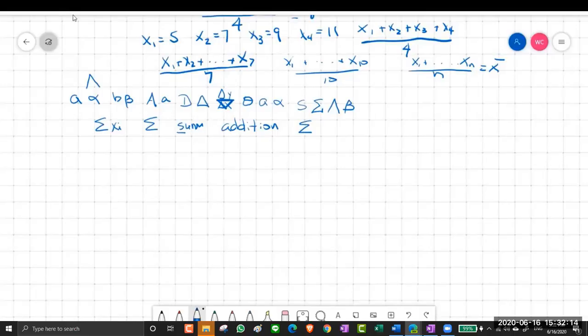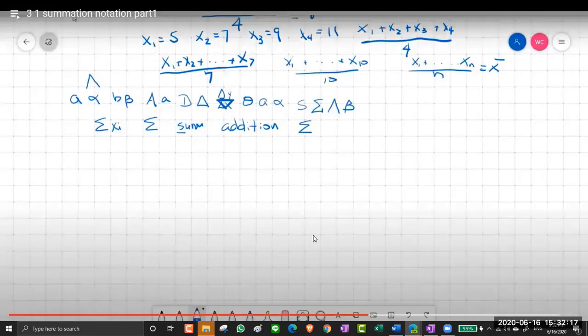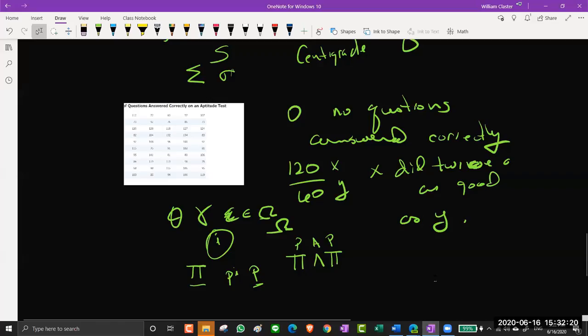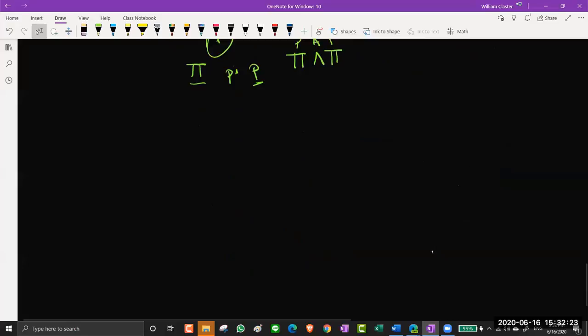Okay, so how do we actually use this? Sometimes you might see it like this. Let's play with this sigma and make sure everybody understands how to use it. So suppose I had sigma of I plus 8, with I equals 1 at the bottom and 4 at the top. So what does this mean? Something like from 1 to 4.